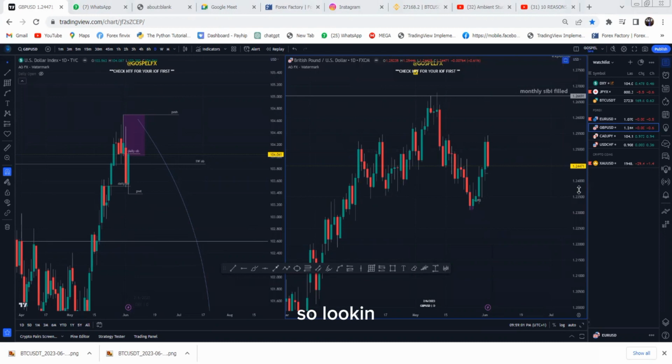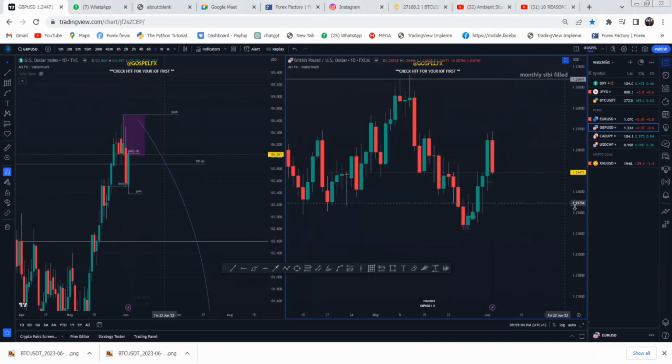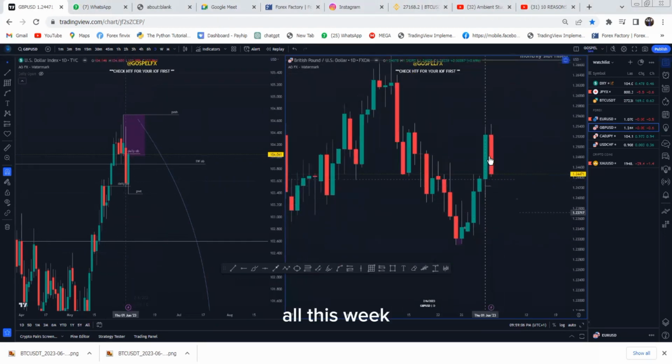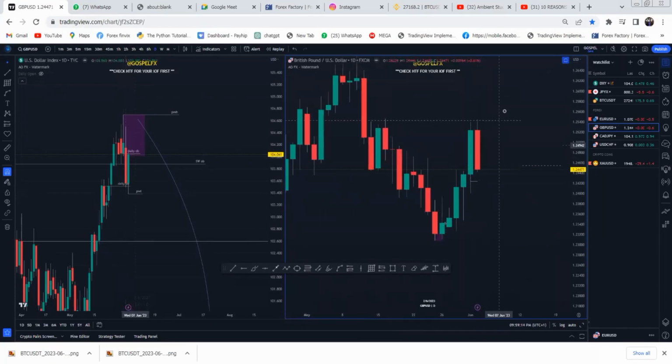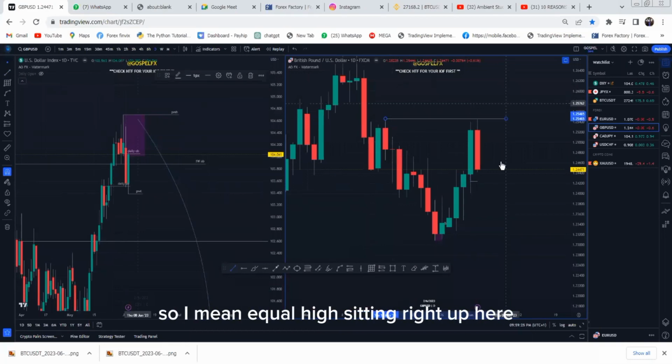They will likely be having a bullish move. So looking at Cable, all this week we have been bullish. This was Friday, Thursday, Wednesday, Tuesday, and Monday. All right, Tuesday created the low of the week, and then Friday created the high of the week. And till then, price did not take this high. So we're having equal highs sitting right up here.